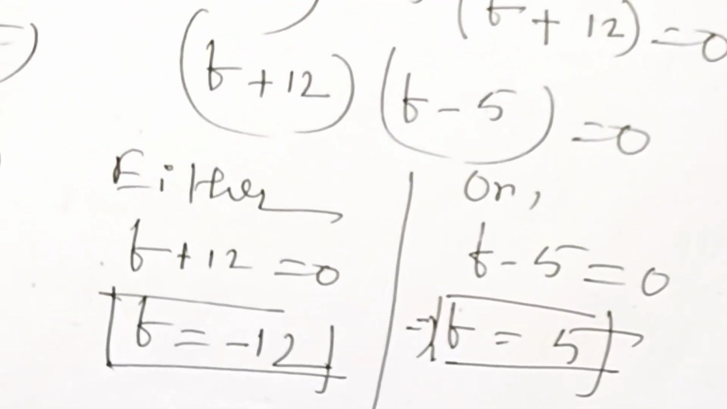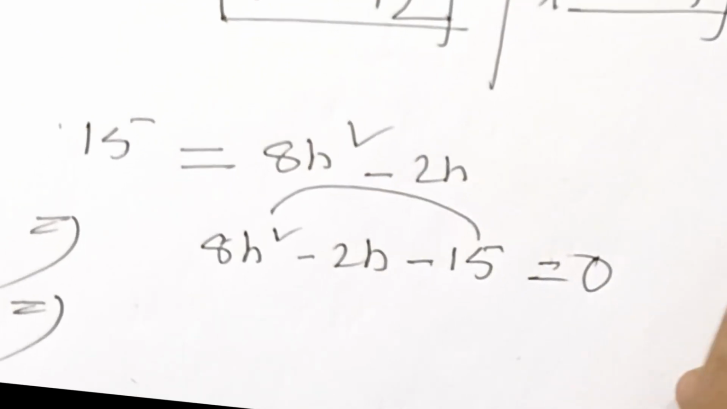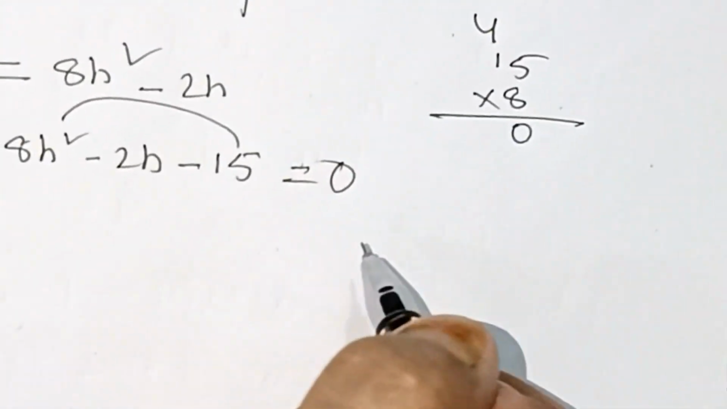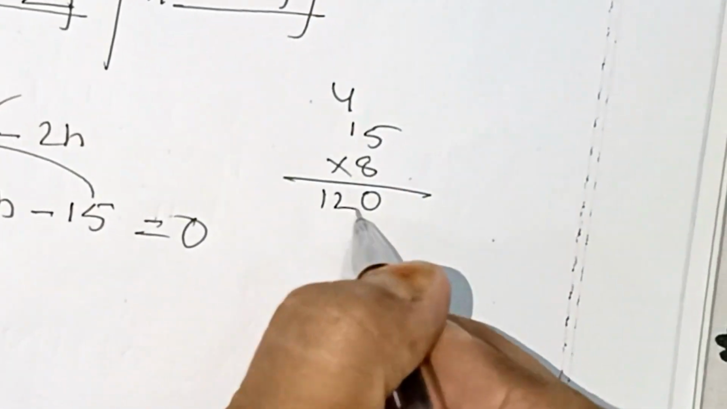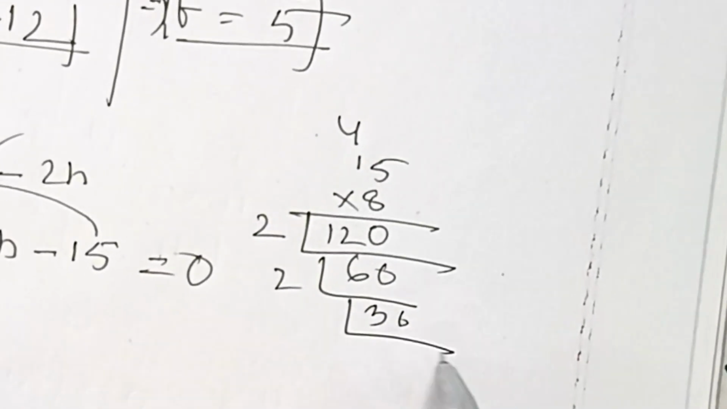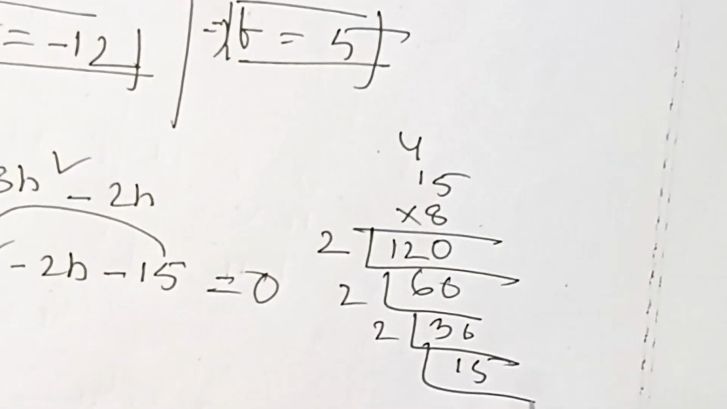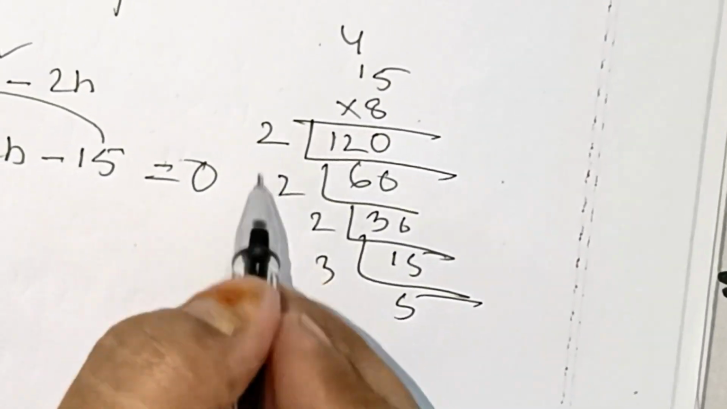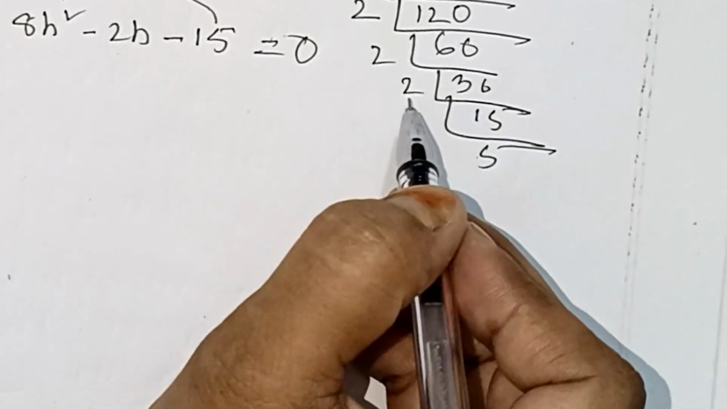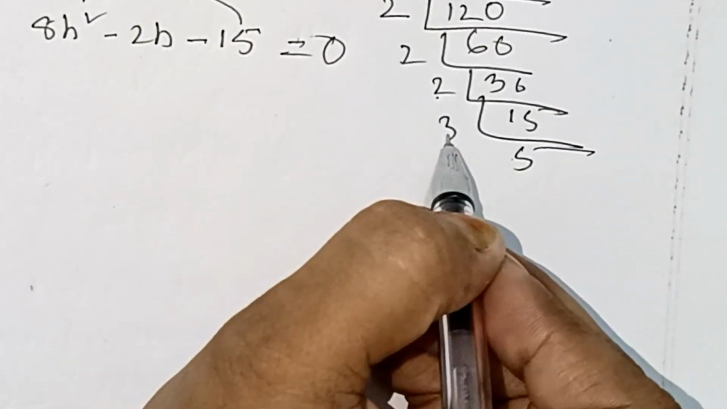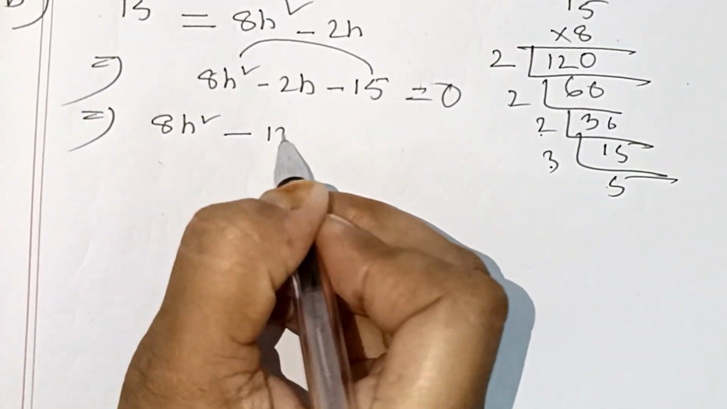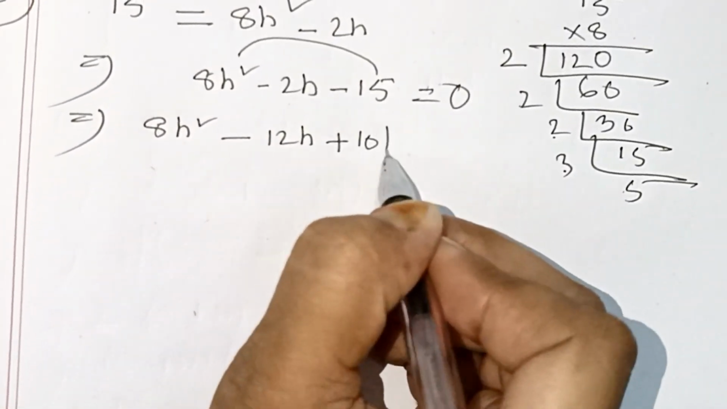So we multiply 15 into 8. Rough work here. 5 8s are 40, 0, 4 carrying, 8 on the 8, 9, 10, 11, 12, 120. So 120 break down: 60, 30, 2 15, 3 5s are 15. So 2 2s are 4, 4 2s are 8, and 5 2s are 10, 2 2s are 4, 4 3s are 12. 12 minus 10, arranging 2h. Okay, so 12h plus 10h.